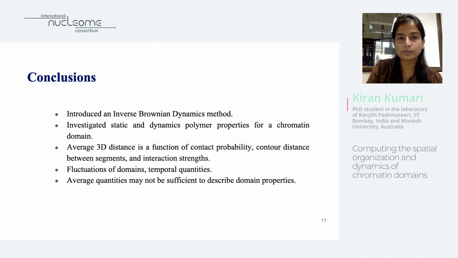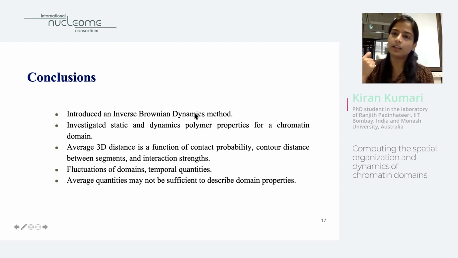This brings to the conclusion of my presentation. Here I want to conclude that, first of all, we have developed an inverse Brownian dynamics algorithm, which is able to figure out the optimal interaction strength behind the contact probability, which we get from experiment.